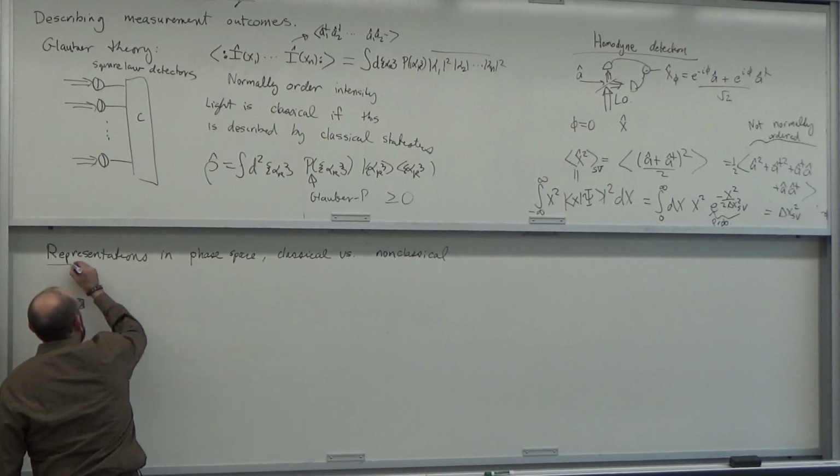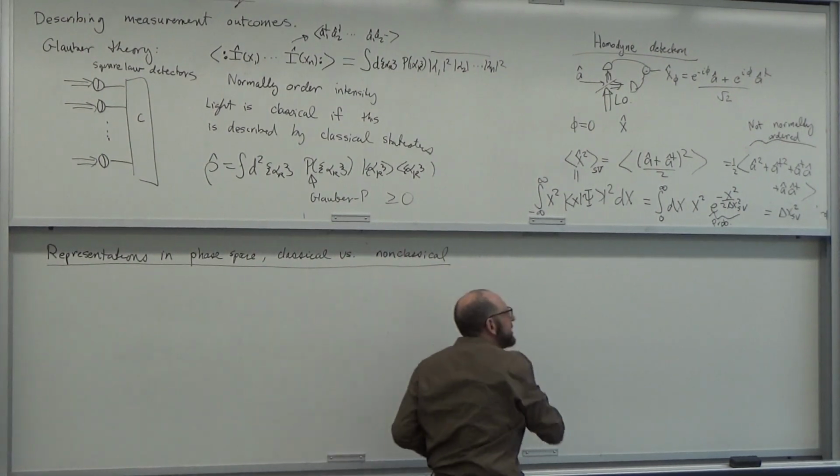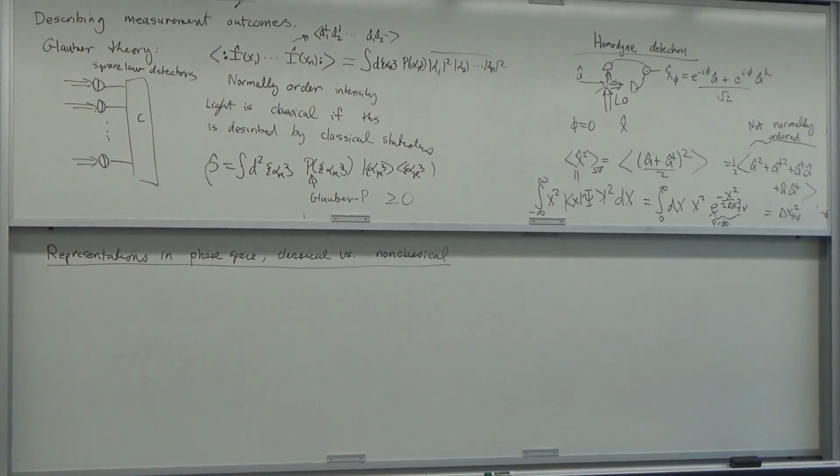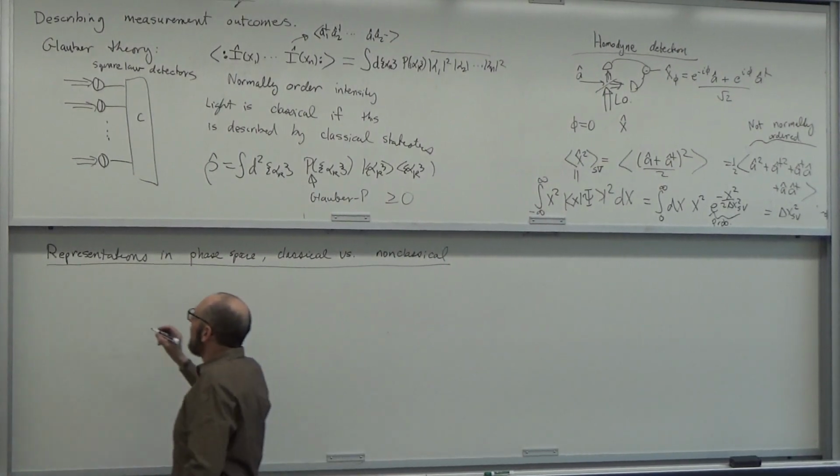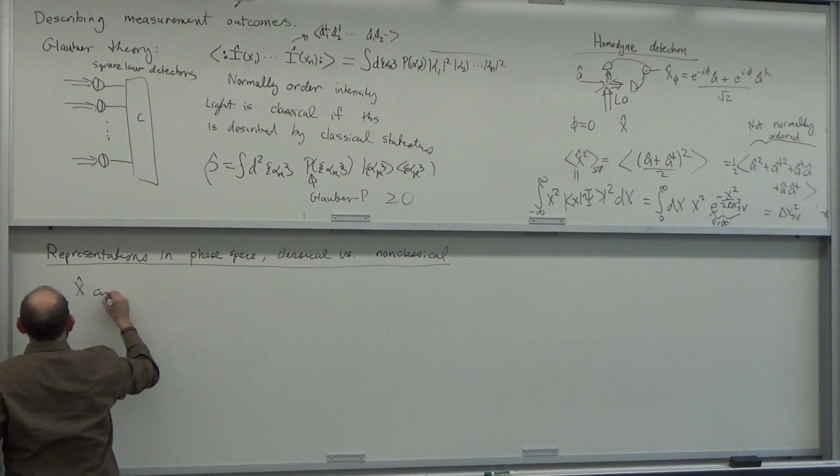All right, so how do we think about representations in phase space? I mean, the problem, why this is complicated, is that X and P don't commute.